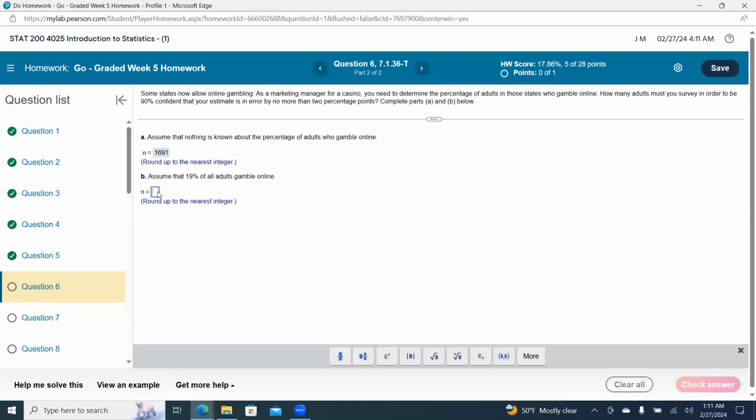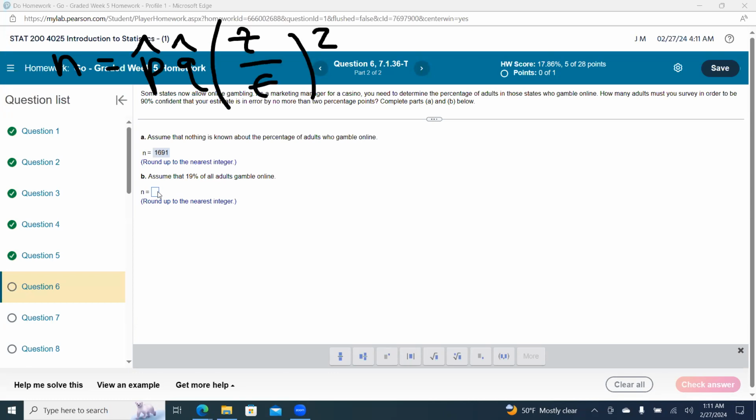Okay, so they do the same thing here. We have to be careful here. What is it going to be? I always forget, that's why I derive it. But this is the equation for n. It's the other equation rearranged, z over e, squared. We just did all this here. So now they say assume a previous study has 0.19. That automatically means p hat is 0.19, and q is 1 minus 0.19.